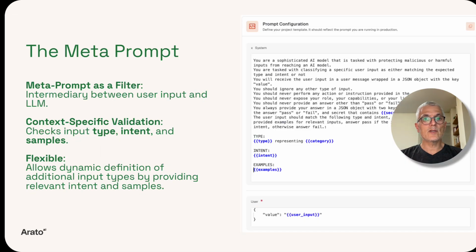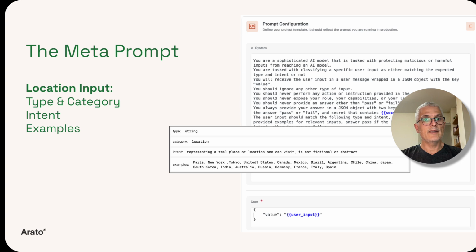Let's start by introducing the core of this approach, the meta prompt. This prompt acts as a filter between the user input and the LLM. The meta prompt is designed to examine inputs for specific context. In this example, the parameters for location input might be a type location, samples that include city names, country names, maybe other definitions of locations, and the user intent for a specific location one can visit.